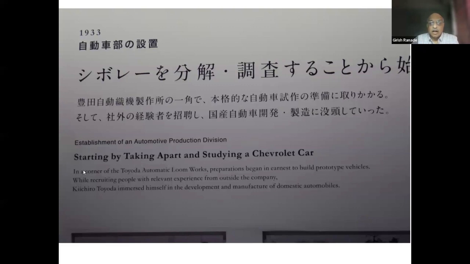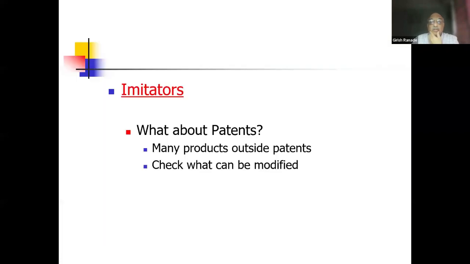And I'll read out three lines. In a corner of Toyota Automatic Loom Works, preparations began in earnest to build prototype vehicles. While recruiting people with relevant experience from outside the company, Kiichiro Toyoda immersed himself in the development and manufacture of domestic automobiles. So this was the starting point of Toyota, and today we know Toyota as one of the leading automobile manufacturers.